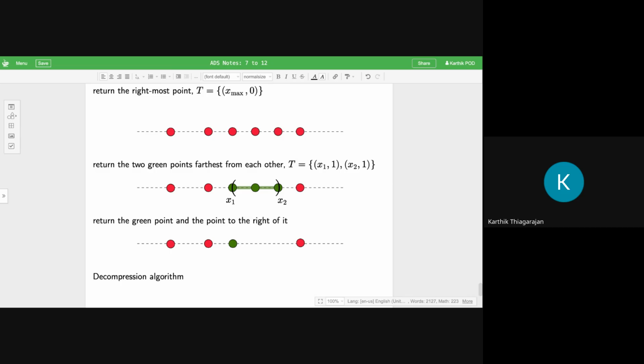Of course, you could then ask, what if the data set is like this? There is nothing to the right of it. I hope you get the idea, right? So there are several subcases that you have to think of when you are drafting your compression algorithm.